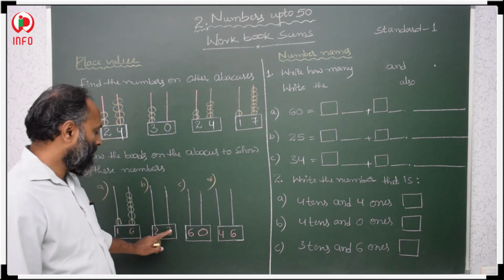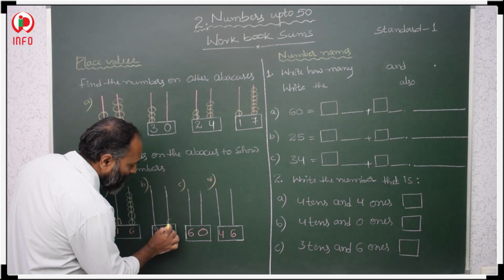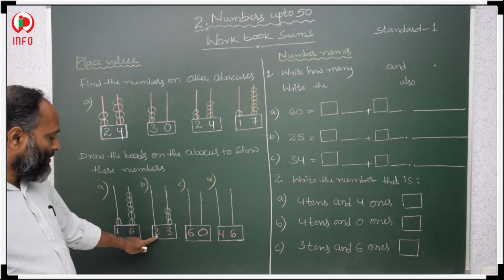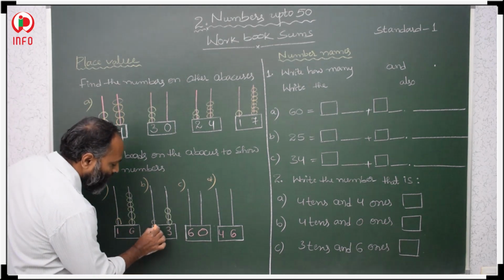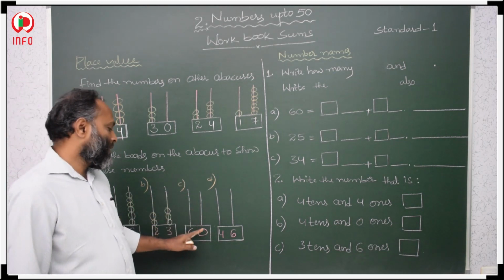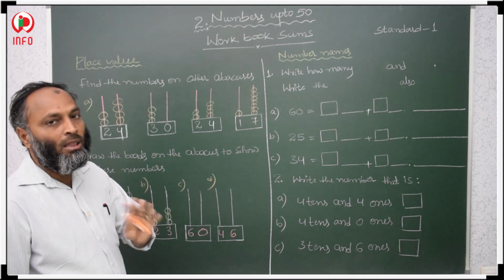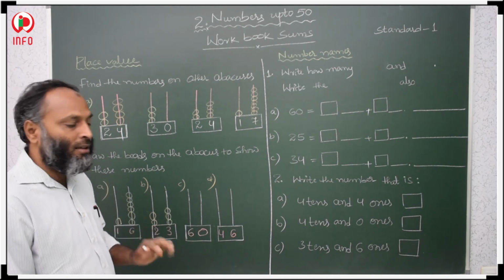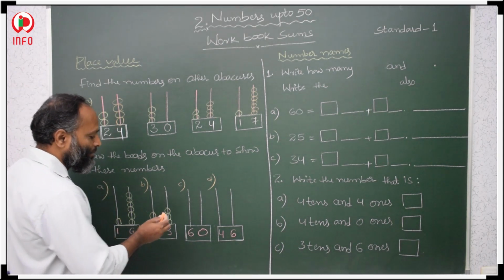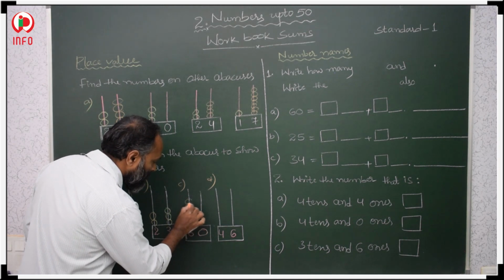Okay. Then here in ones place 3. 3 means 3 beads we have to draw. 1, 2, 3. Then in tens place 2 is there, means 2 beads we have to draw. 1, 2. Next, in C question, in ones place 0 is there, nothing, no need to draw. 0 means nothing. Then in tens place 6 is there, 6 means 6 beads we have to draw. 1, 2, 3, 4, 5, 6.